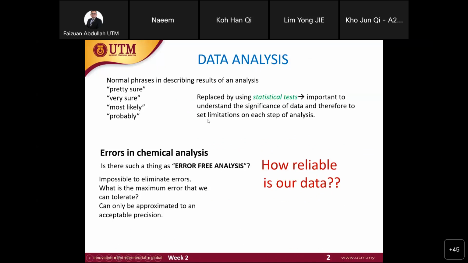All right. About data analysis, we have heard normal phrases describing the result of analysis. If you have an analysis, we normally say pretty sure, very sure, most likely, probably, right? But it is not an accurate answer for data analysis. We have to replace it using a statistical test, okay? It is important to understand the significance of the data and therefore to set limitations on each step of analysis. And we have to know that there are errors in chemical analysis, right?